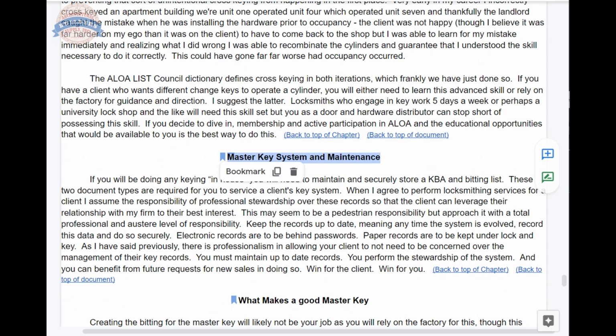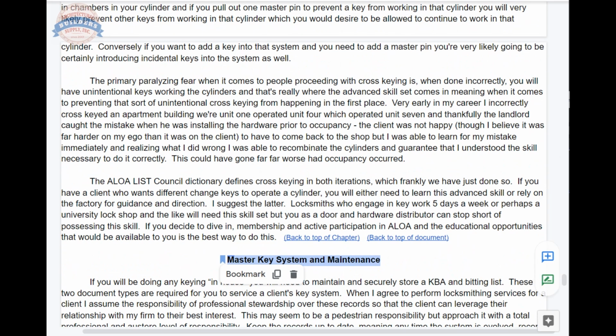Let's pause this video and wrap up cross-keying on camera.